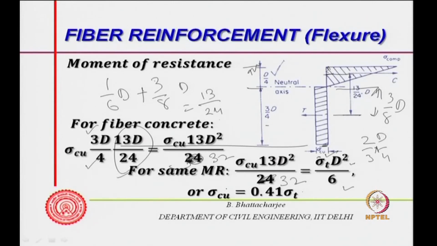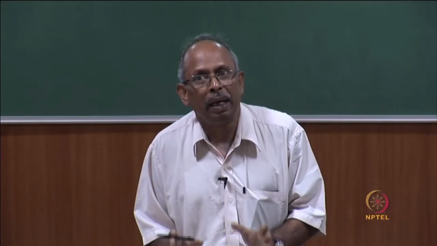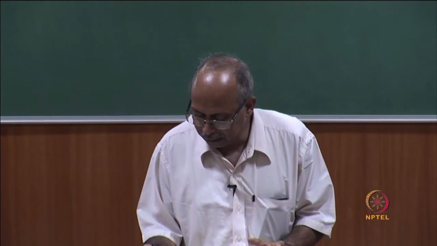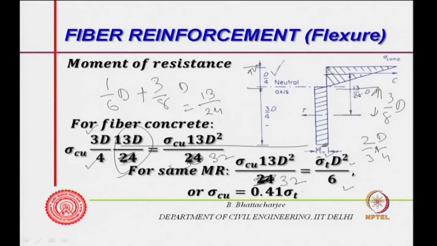Now, I have to have the same moment of resistance. Please cancel this out, it is not 24, it should be 32. So, it is 13 by 32 d square. So, the moment of resistance is given as sigma_cu times 13 by 32 d square.